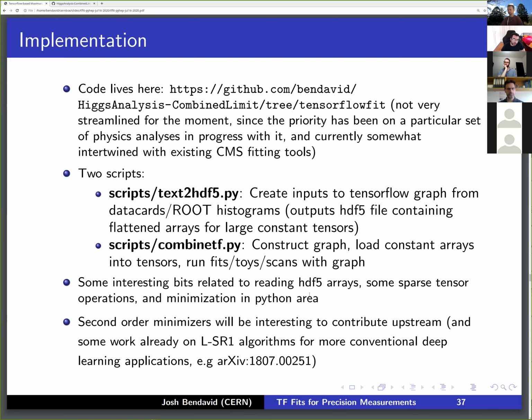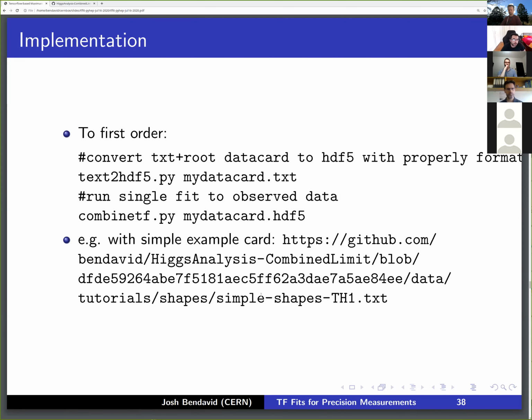There's an intention to push some of this upstream, in particular from the minimization side. And then I think there's an opportunity to take some of these optimizations from here and implement them in zfit or pyhf or some of the other more general frameworks. To first order, you run this in two steps, and there are some example cards in the Git area there.